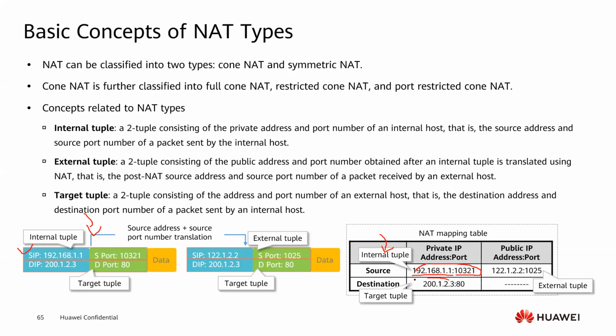And we also have a target tuple. Target tuple is where this packet wants to go. It has a destination IP and destination port. When the packet goes through the NAT device, the source IP and source port will be changed by the NAT device. This changed source IP and source port, we call the external tuple. Okay, so we define the 3 types of tuple first, which makes it easy for us to describe the NAT types.